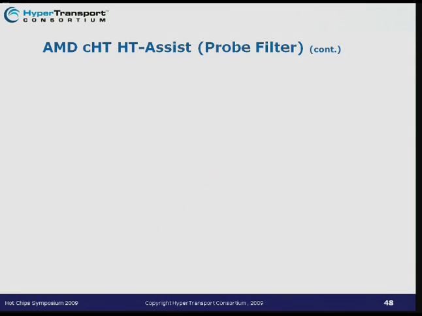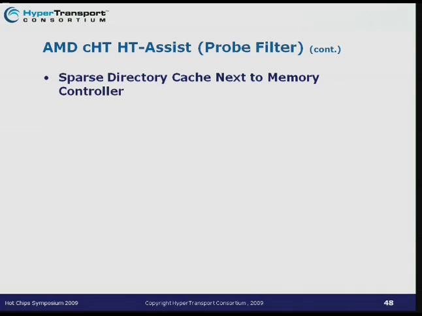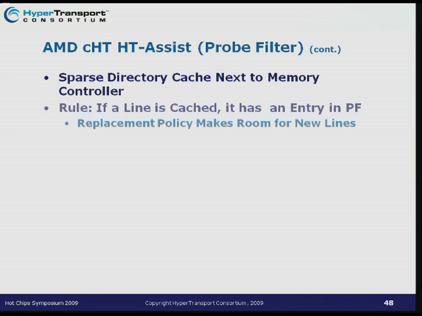They do so in the following way. Basically, it's a sparse directory cache next to the memory controller, so it's associated with the memory controller at each home node. And the rule is very simple. If a line is cached, it has an entry in the probe filter. If a line is not cached, there is no corresponding entry in the probe filter. So with this simple rule, we dramatically reduce the size of the directory information required, because it's no longer necessary to have directory information for each memory line. Now, directory information is only needed for each cache line.